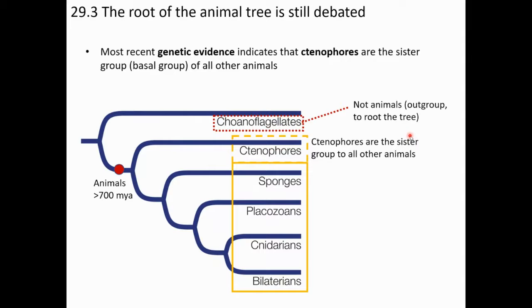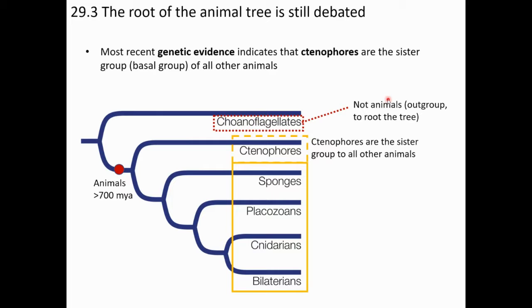So the most recent phylogenetic evidence, based upon genetics, sequencing of genes and genomes, indicates, surprisingly to many people, that ctenophores are the basal group here. This is the group of animals that are little comb jellies, okay? In this phylogeny, choanoflagellates were included.